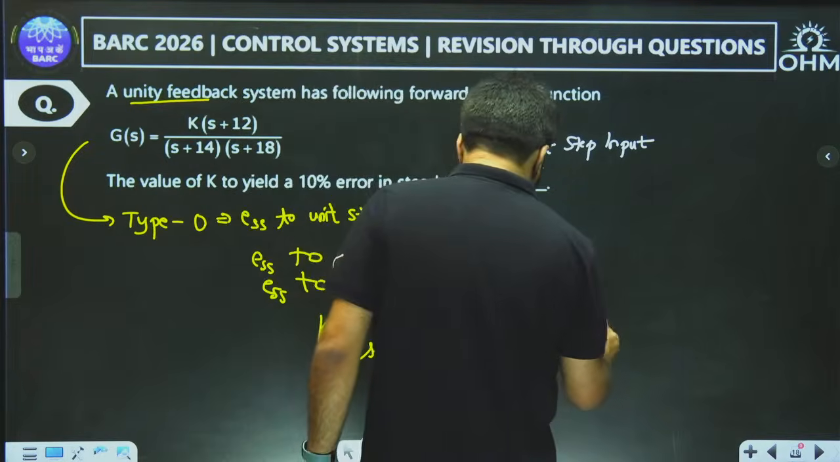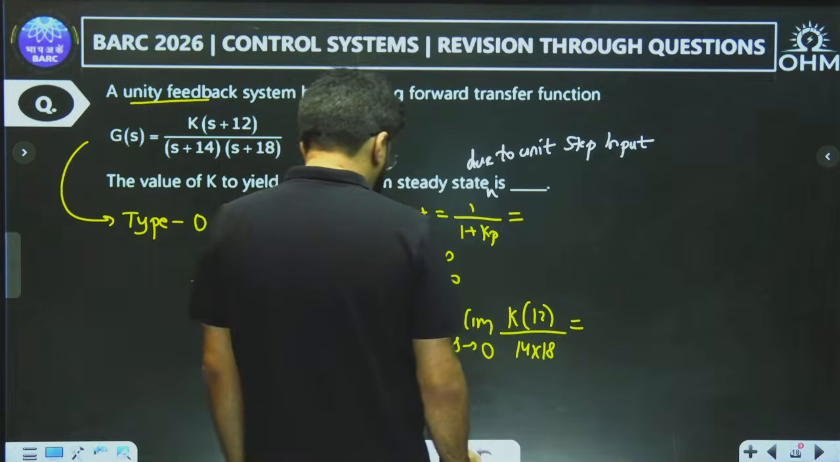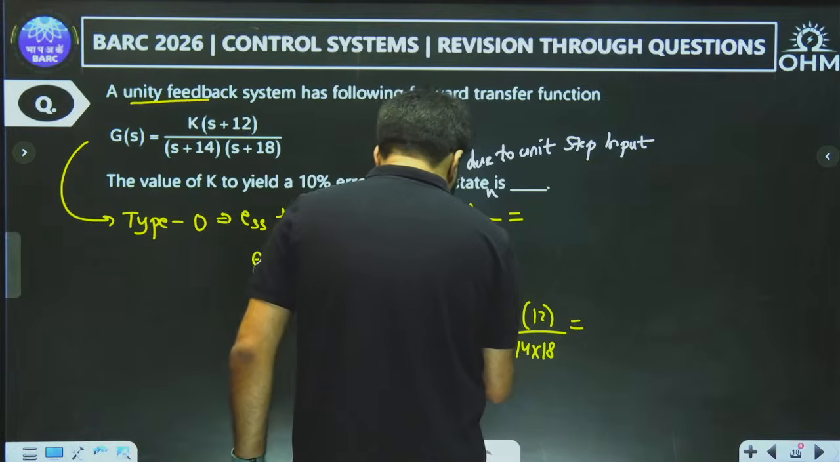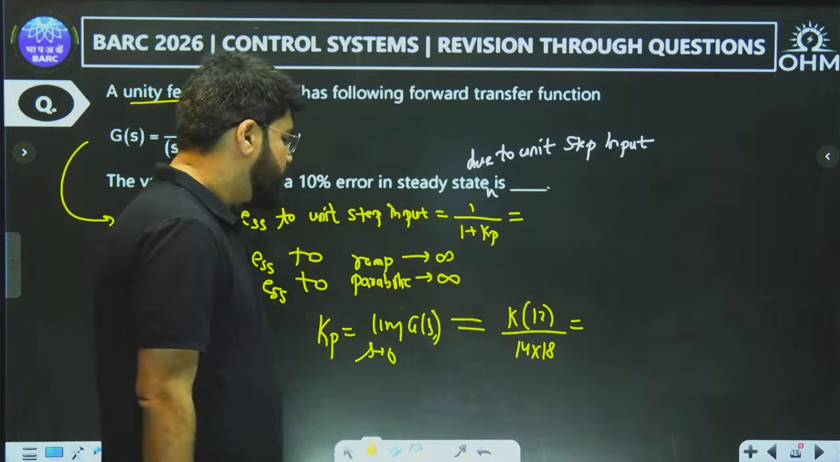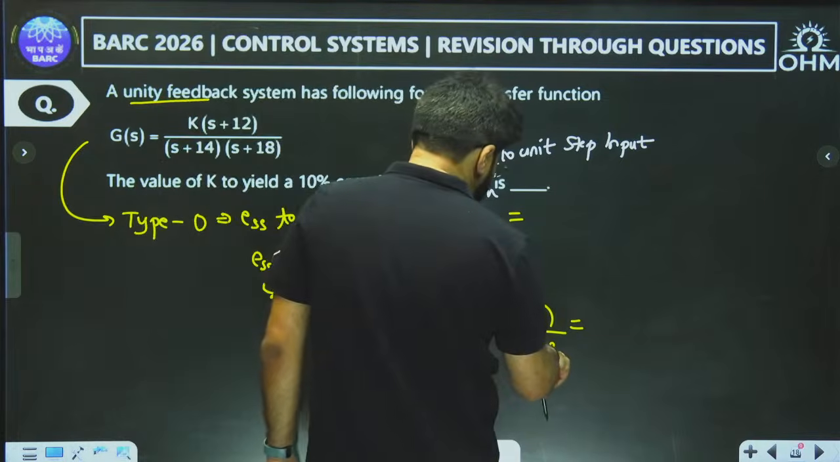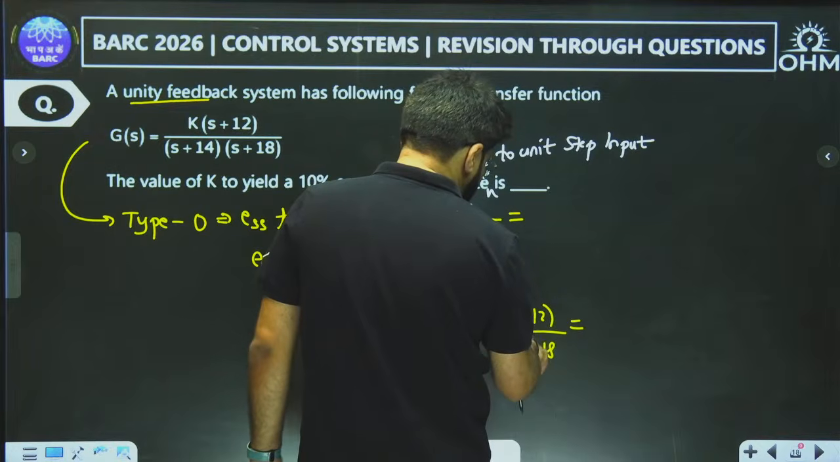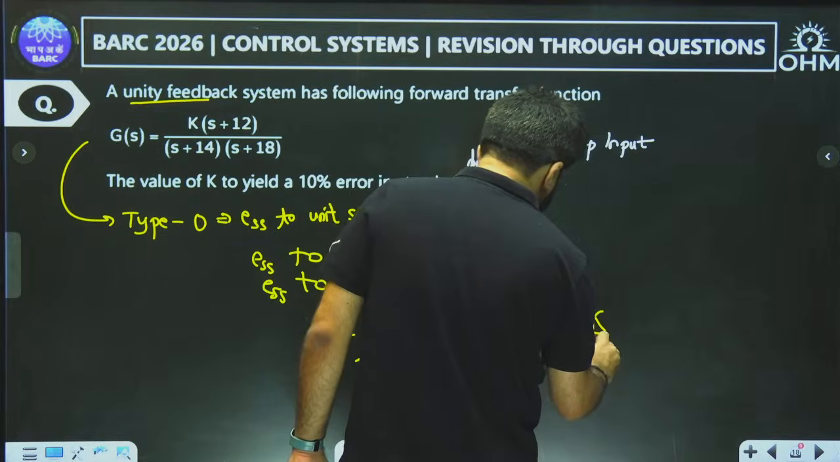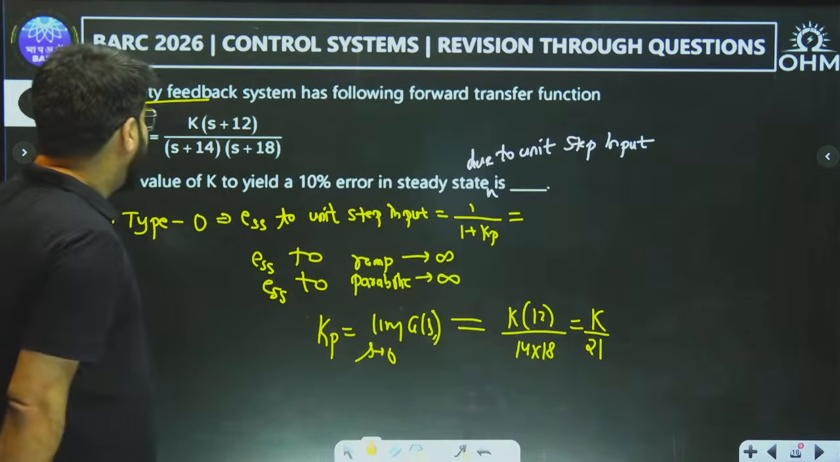So after simplification, what should come up? I've put s tending to 0 already, and this is the result after putting s tending to 0. This can be cancelled as 2 by 3, right? And 2 you can cancel here with 7 into 3, 21. K by 21 is left out here.